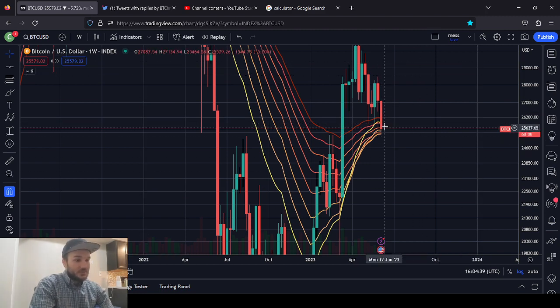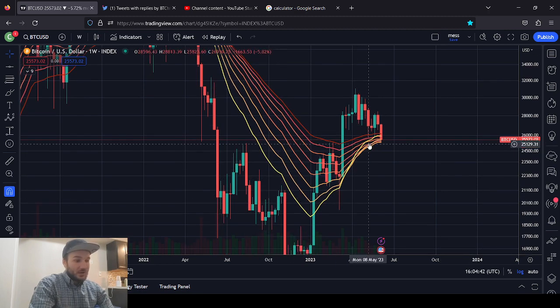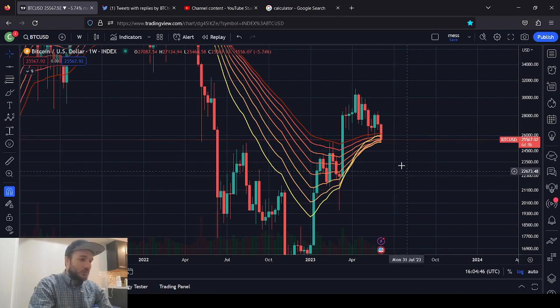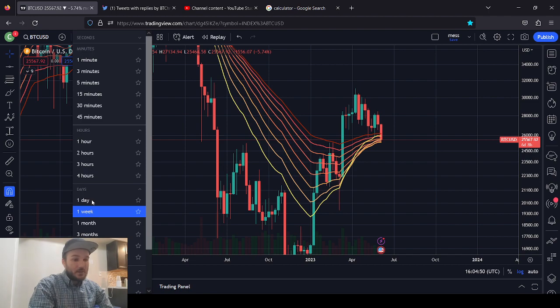This would be a contraction. The ribbon is getting tight, wound, and then we are shooting through. I think we're about to, man. I think the big move has yet to happen.